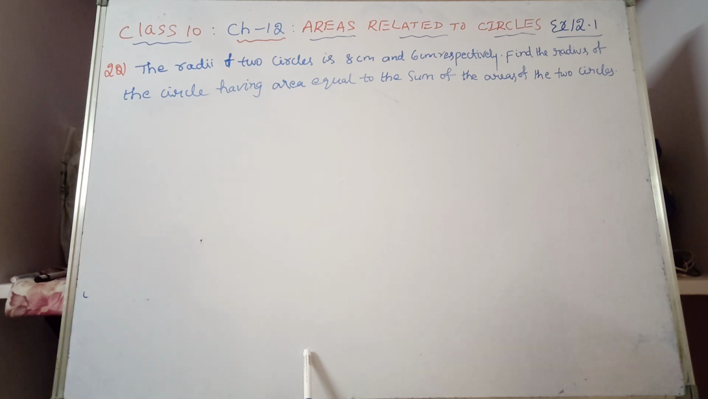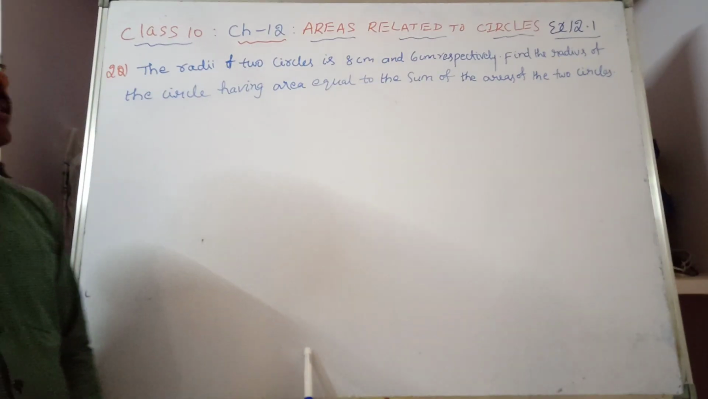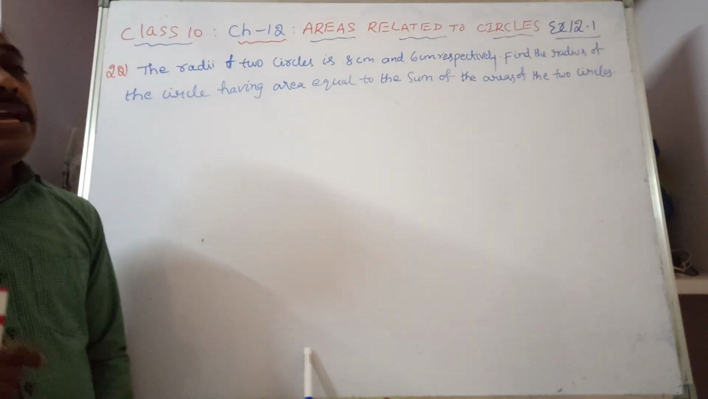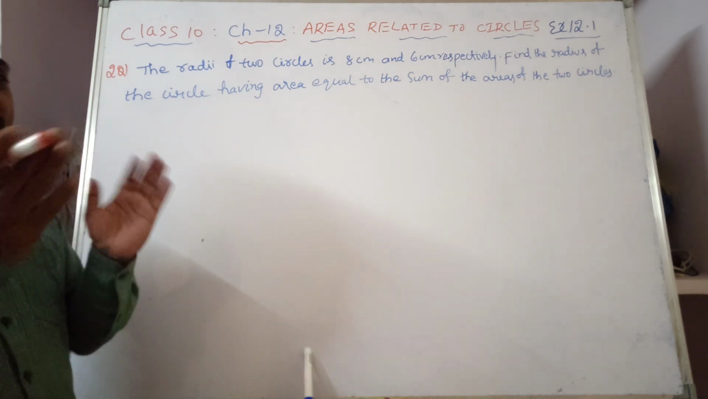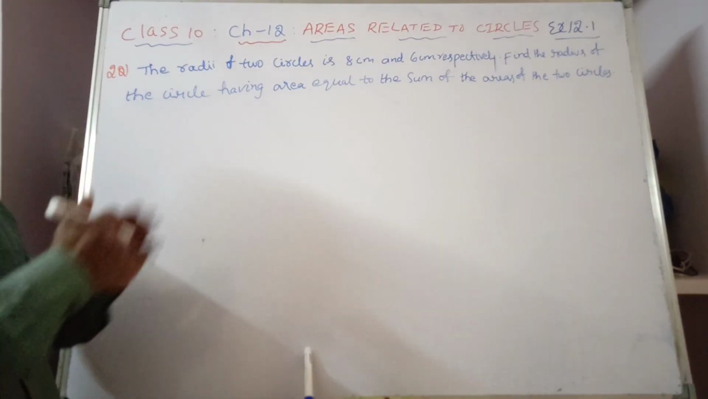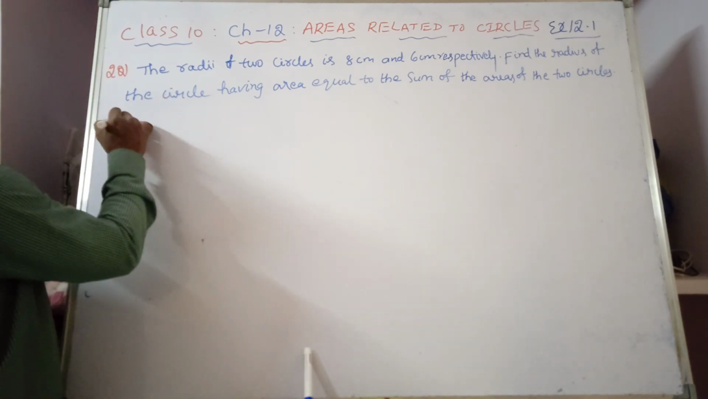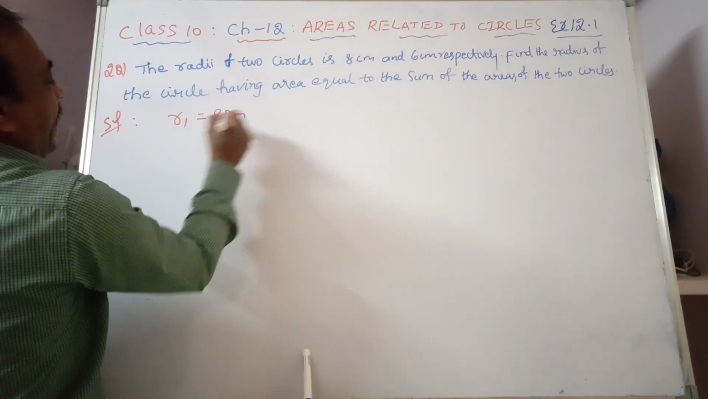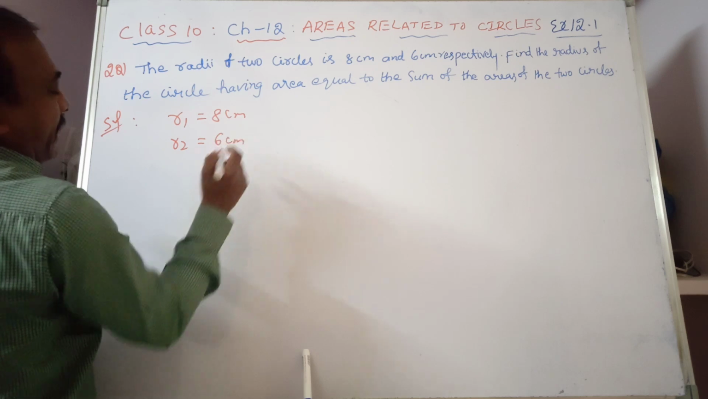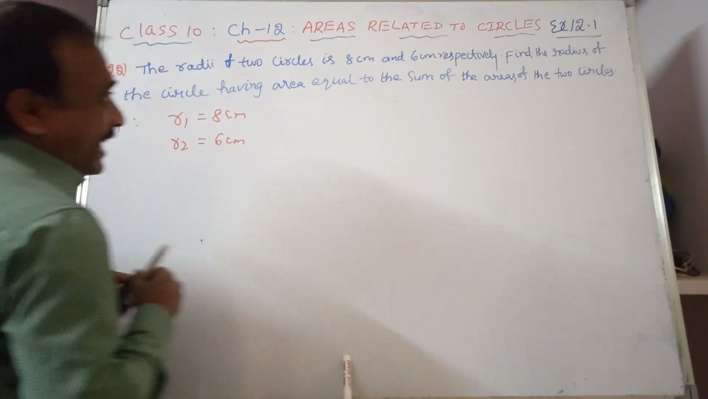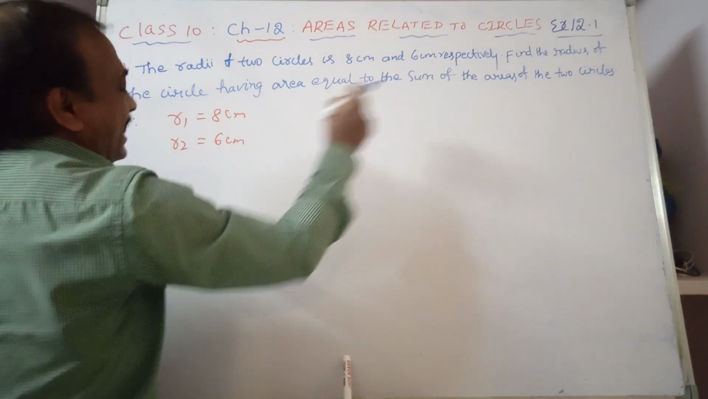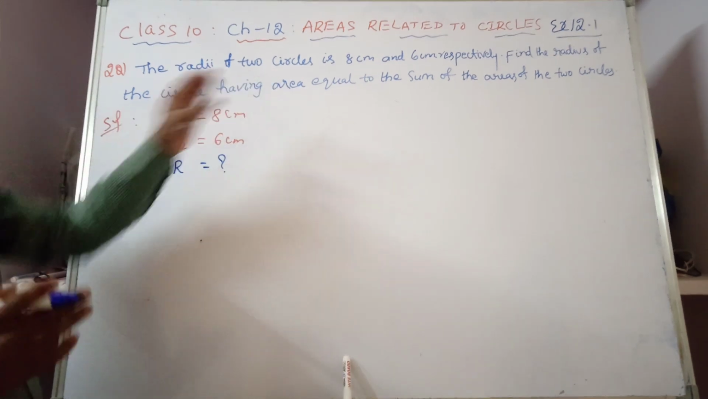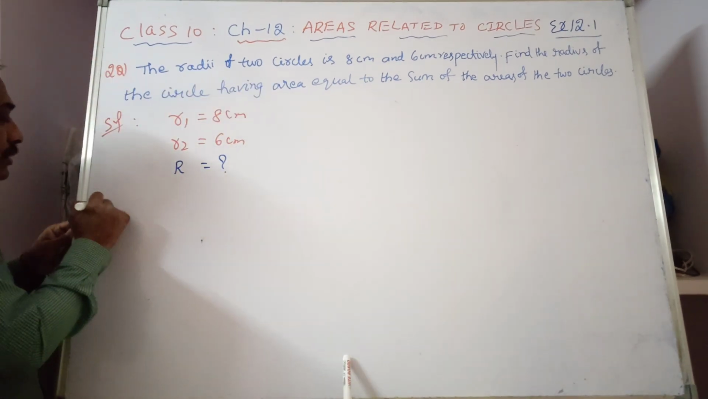Now question number 2. The radii of two circles are 8 centimeters and 6 centimeters respectively. Find the radius of the circle having area equal to the sum of the areas of two circles. Here again two circles, before it was circumference, here it is given as area. So in the solution, let R1 is equal to 8 centimeters and R2 is equal to 6 centimeters. So the area of, you have to find out the radius, capital R, which has the area of these two circles together.